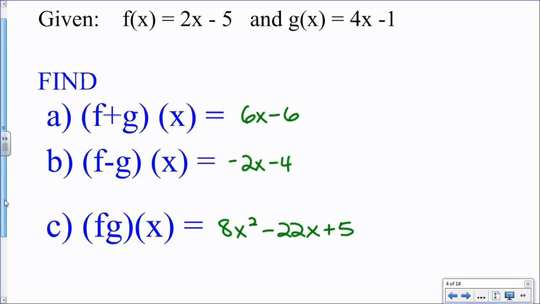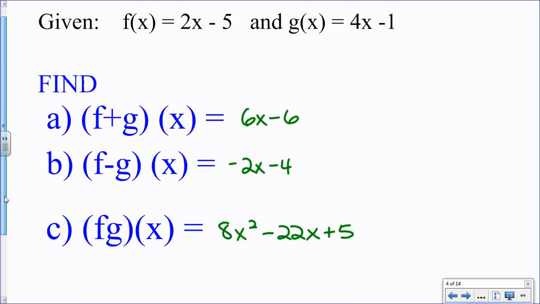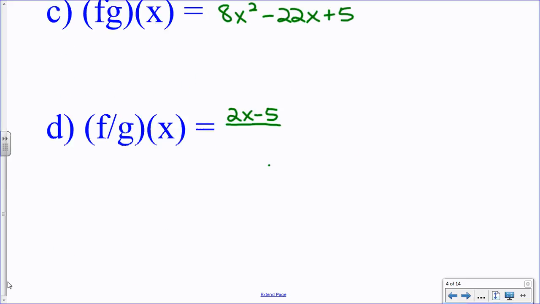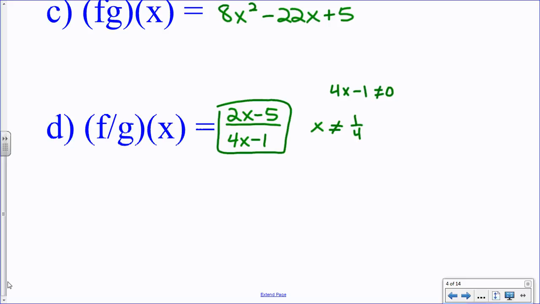And then F divided by G of x is (2x minus 5) over (x minus 1). And then the disclaimer, so it would be what the denominator can't be. So you would have 4x minus 1 can't equal 0. So that means x cannot equal positive 1/4.